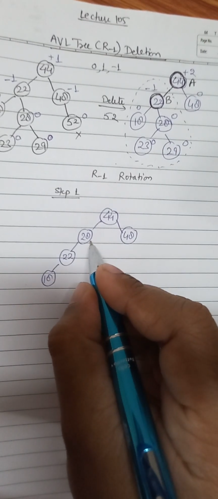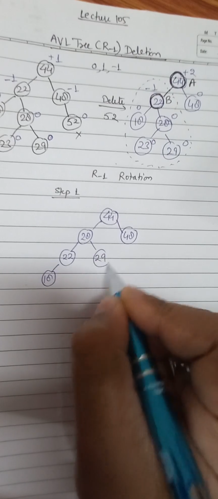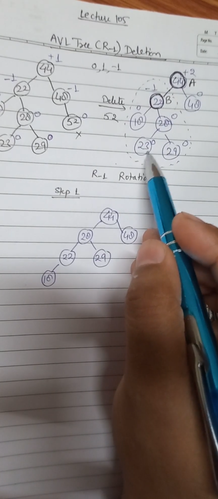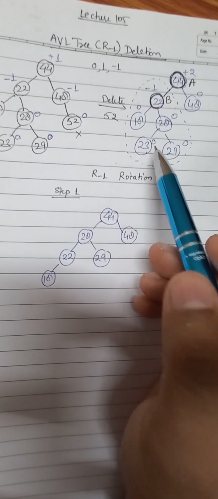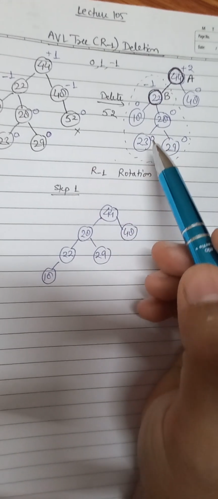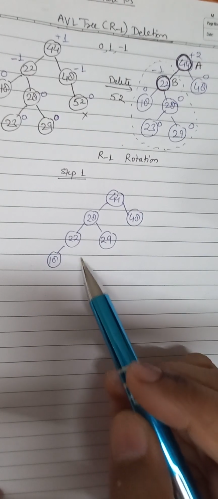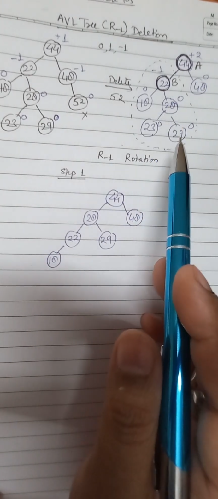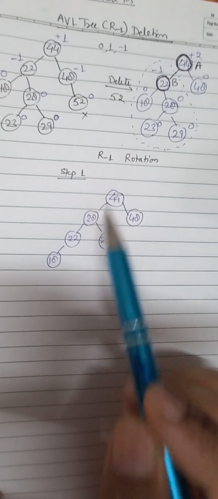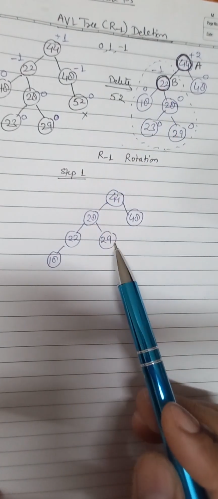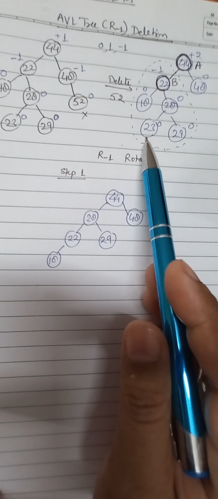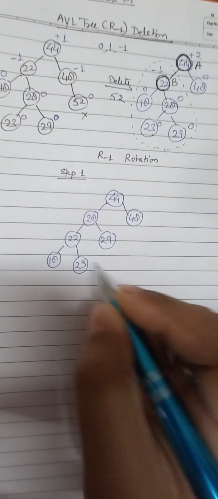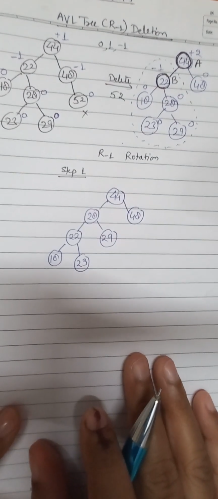After that, what is there? 29 is there, and here 23 is there. We can't write 23 here. As it is based on the property of a binary search tree, we are able to see that it can come on the right hand side of the 22. 28 is coming directly after rotating. So 23 is also there, so we can add 23 here. After 22 we can add 23 based on the binary search tree property, right?